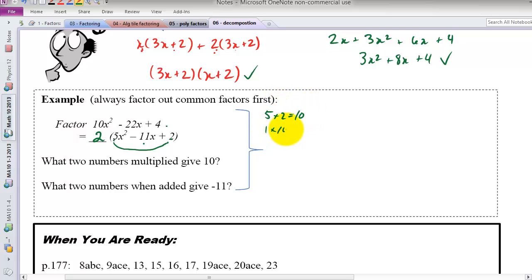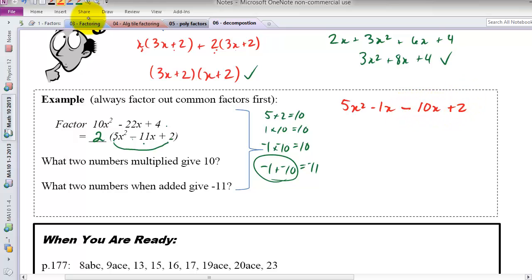1 times 10 equals 10. But because this is a negative sign, I think we know we must be needing some negative numbers. So how about negative 1 times negative 10? That's equal to 10. And negative 1 plus negative 10 is negative 11. So I think these are the numbers we want to work with. So now I'll write out the polynomial by splitting the middle term. So I get 5x squared minus x minus 10x plus 2.